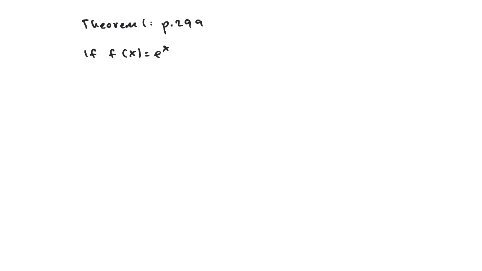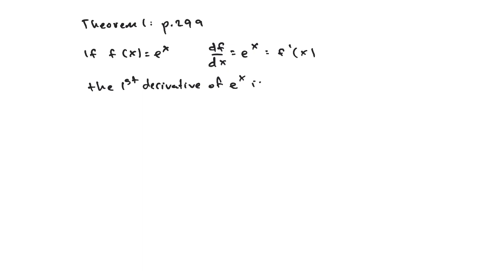And this says that if f of x equals e to the x, then df dx is also equal to e to the x. Okay, so this says that the derivative, which we could also write as f prime of x, the first derivative of e to the x is e to the x.